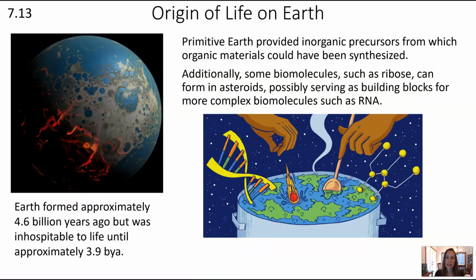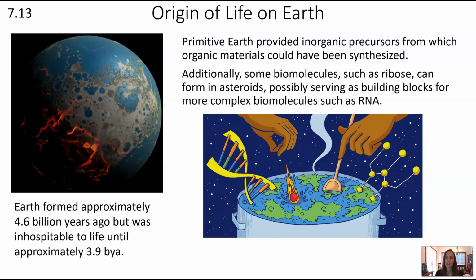So now we come to the last section of this video, which is origin of life on Earth. You don't really need to know the details of this, but you should have a basic idea of where life on Earth came from. So primitive Earth provided inorganic precursors from which organic material could have been synthesized. And this just happens naturally as different molecules are bopping into each other. You can get the synthesis of more complicated molecules.